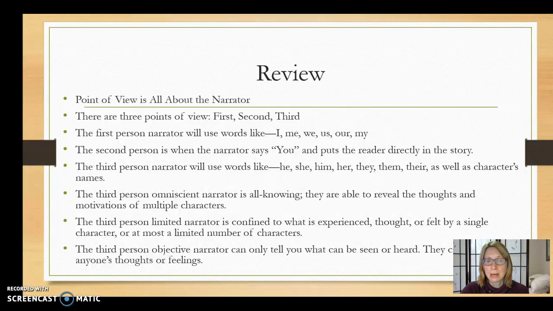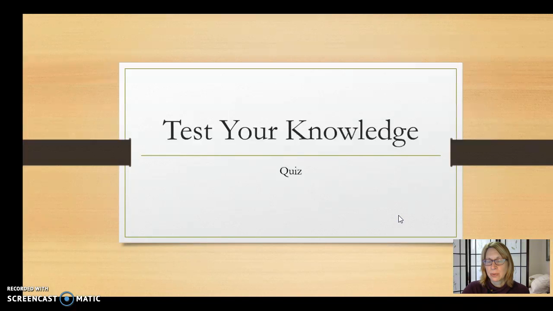The third person omniscient narrator is all-knowing and can reveal the thoughts and motivations of multiple characters. The third person limited narrator is confined to what is experienced or thought by a single character. And the third person objective narrator can only tell you what can be seen or heard. They cannot know anyone's thoughts or feelings. So let's look at some examples of these and see if you can guess which one's which.